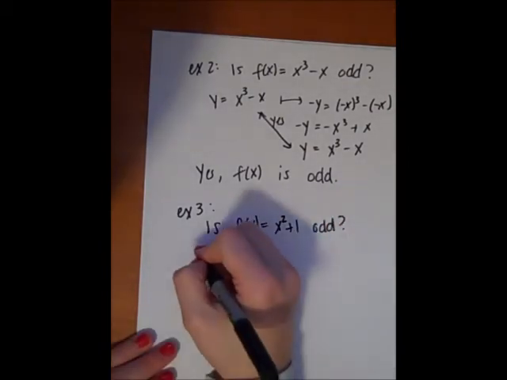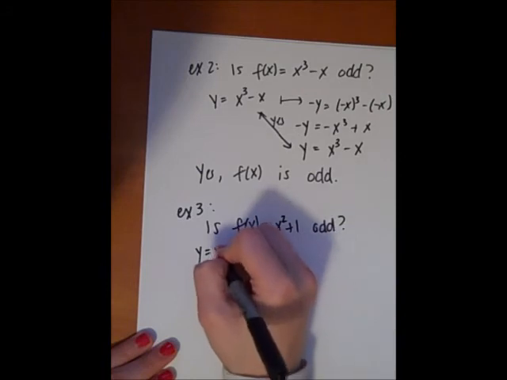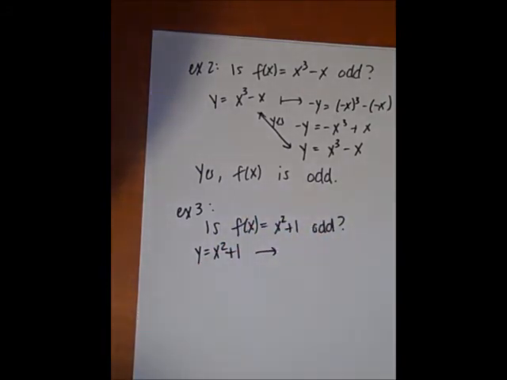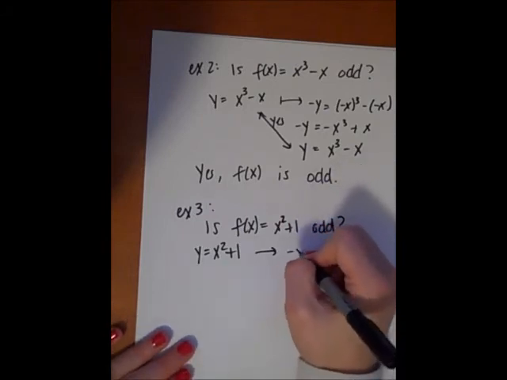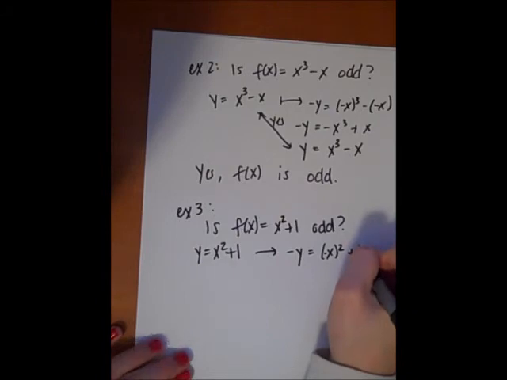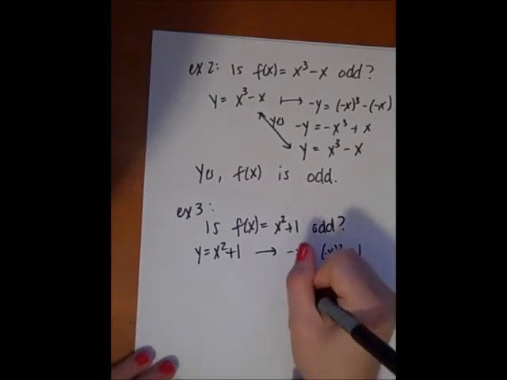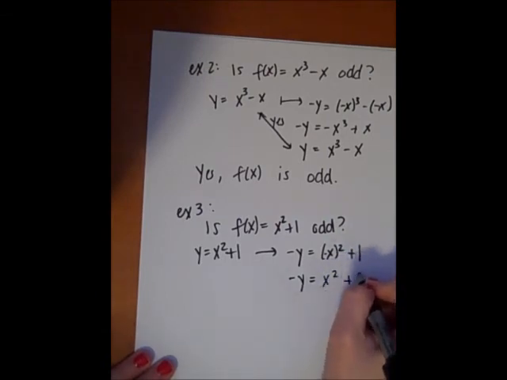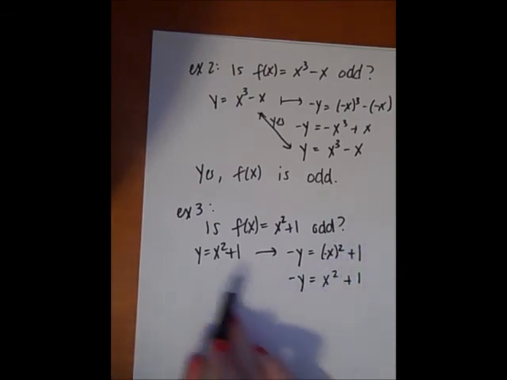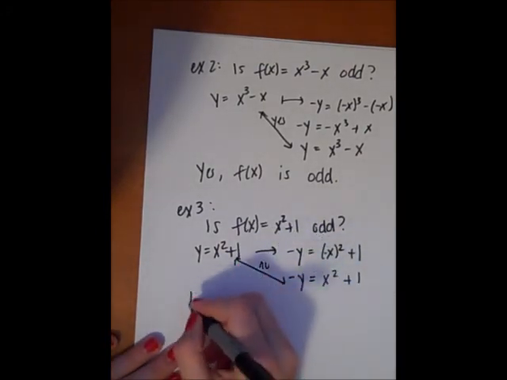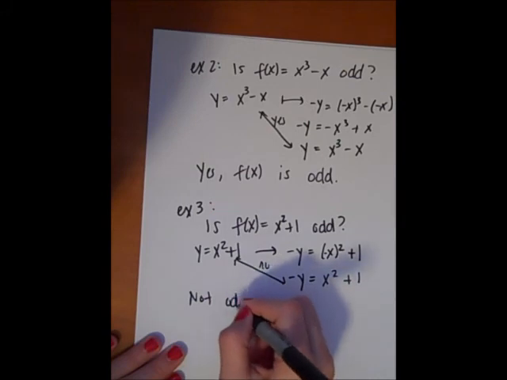Let's go through our steps. First thing, set y equal to your equation. Now we're looking to see if it's odd, so let's replace y with negative y and x with negative x. And let's simplify. Negative x squared, squared is an even number, so this is just x squared plus 1. Are these two equations the same? So the answer here is no. So this is not odd.